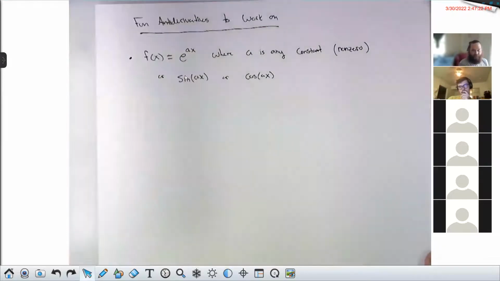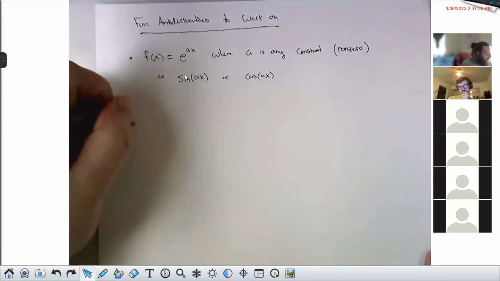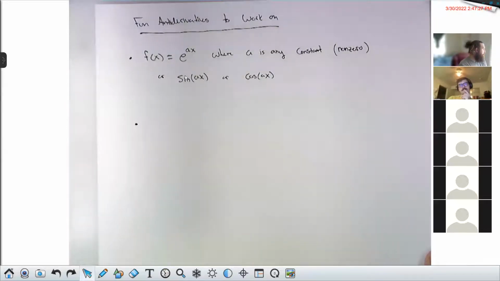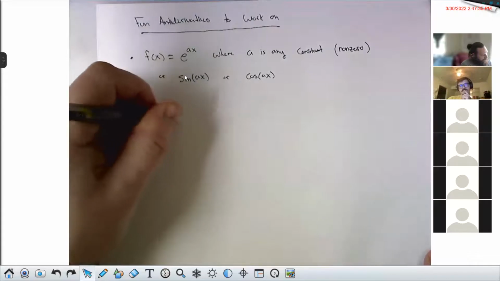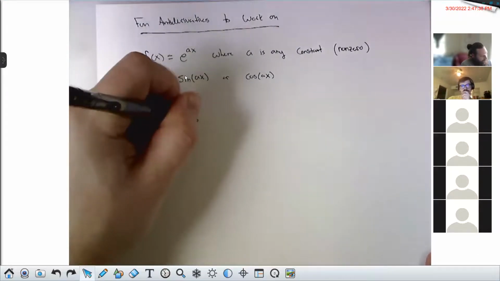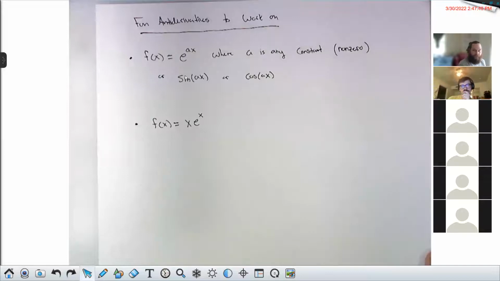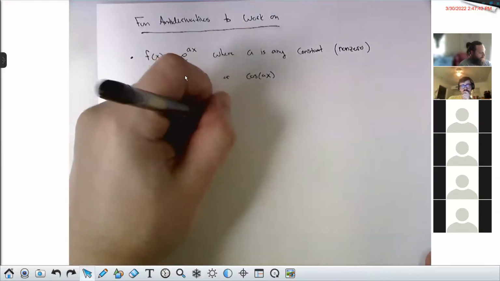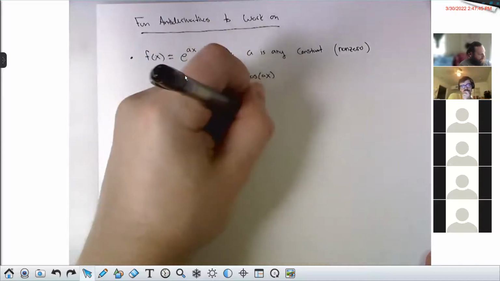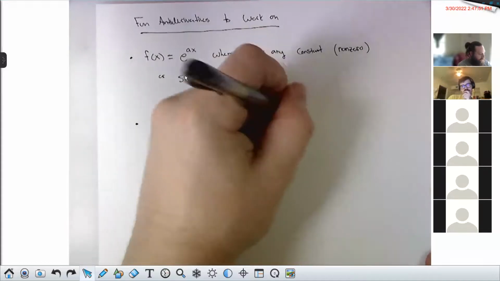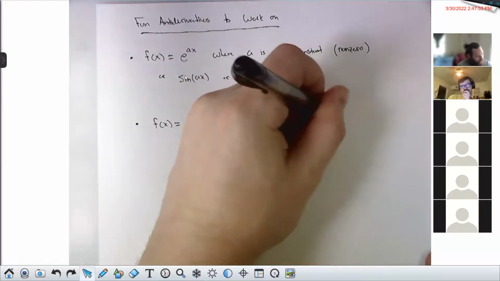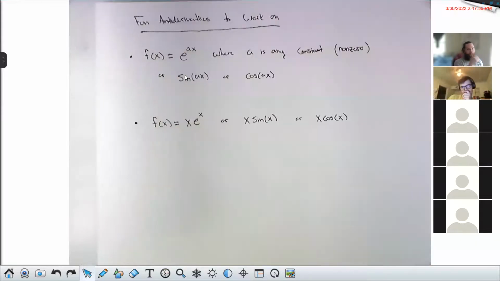That's on the nice side of things. On the evil side of things, let's start with x e to the x, or x sine x. Anything that is fun for e to the x is fun for sine and cosine, or x cos x. Like I said, this is slightly evil, slightly evil.